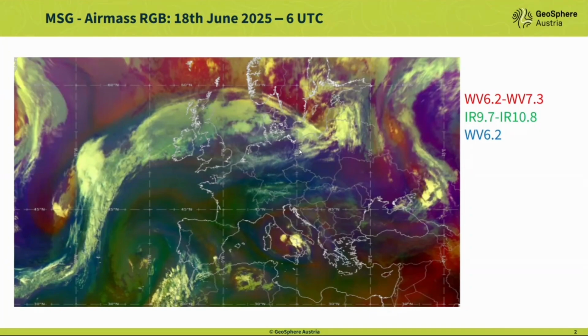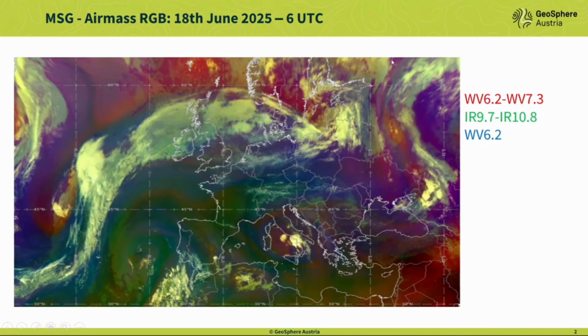So here you can see the Airmass RGB. On the right side, you have the recipes. So we have the two water vapor channels, two infrared channels, one of them the ozone channel. And then you get this image where you can see the most prominent cloud features and also which dynamic processes are going on. So you have over the Atlantic the frontal system, so the cold front over the Atlantic, and then the warm front region over the northern parts of Europe.